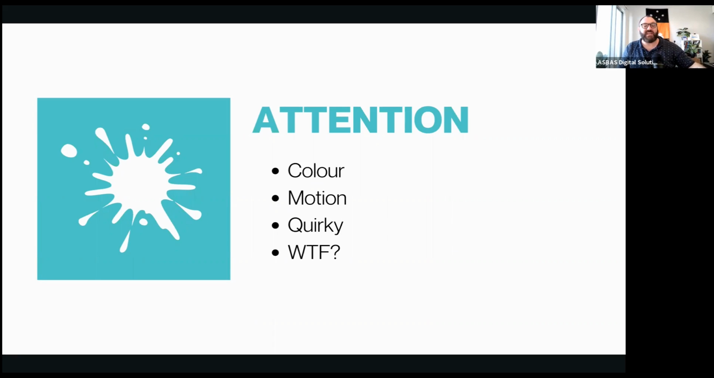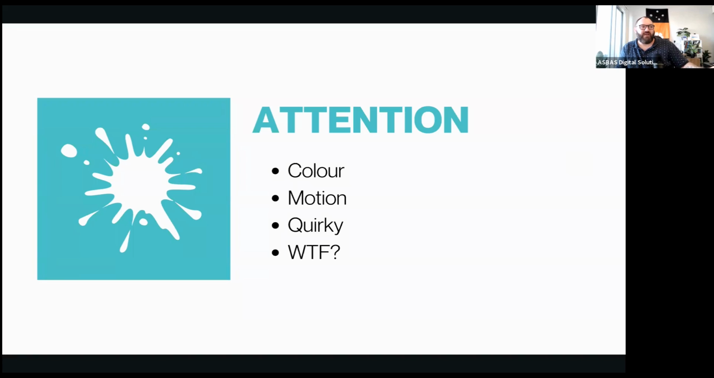There's also the WTF factor. This is where there's a photo that just makes you go, what the heck is that? It makes someone say, go back there and show me that again. So you just draw them in. That could be a bit of a bait and switch, so you don't want to show something utterly irrelevant to what your business is or what your purposes are.